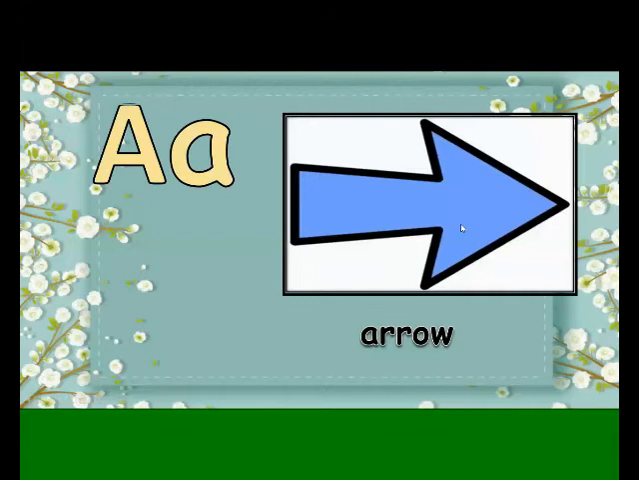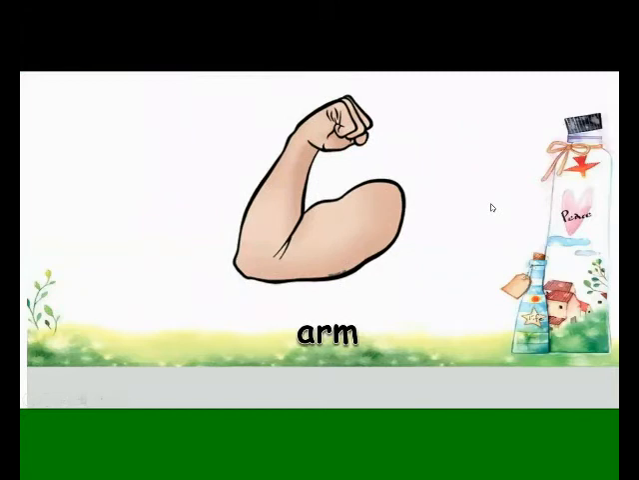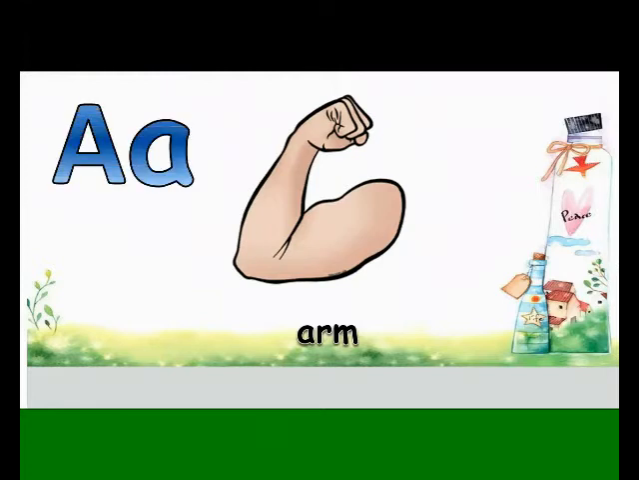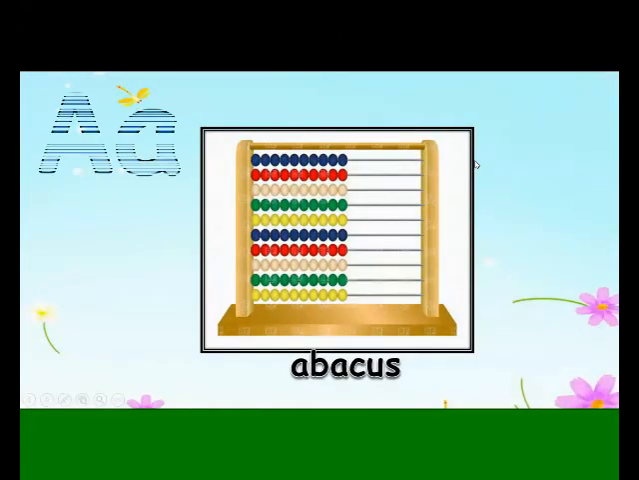Now, this is arrow. This is the picture of arrow, and arrow shows the direction. Now, this is a picture of arm. A arm. Arm is a body part. Now, this is the picture of abacus. It's used in maths activity.